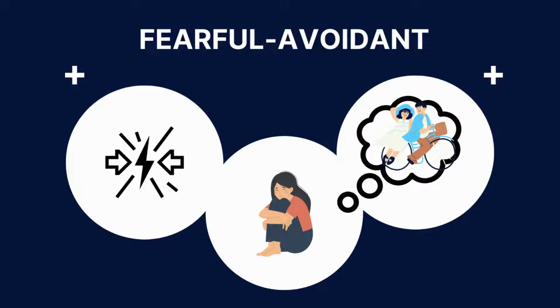Fearful avoidant is when individuals tend to have conflicting desires for closeness and independence in relationships. They may avoid intimacy due to fear of rejection or abandonment, but also feel lonely when alone.